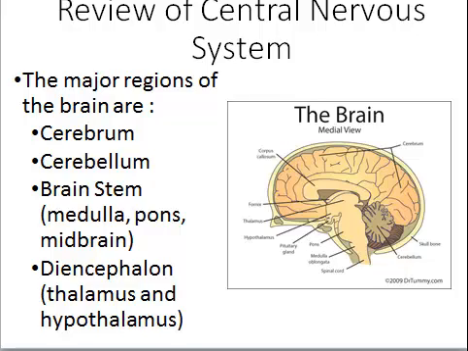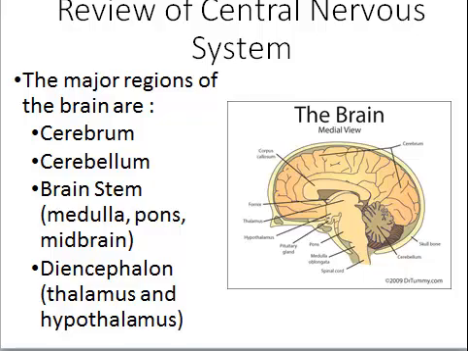V1, so it's the letter V, which is the Roman numeral 5, and then the number 1. So V1 would be the ophthalmic division of the trigeminal nerve. V2 would be the maxillary division of the trigeminal nerve, and V3 would be the mandibular division of the trigeminal nerve.